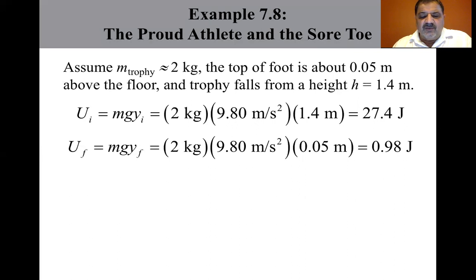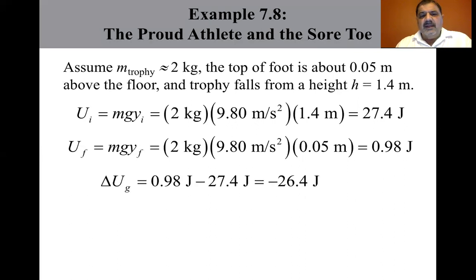Now evaluate the change in gravitational potential energy of the trophy-Earth system. So mgy final minus mgy initial is 0.98 joules minus 27.4 joules. You get minus 26.4 joules. We should probably just keep 2 digits because of the roughness of our estimates. Therefore, we estimate the change in gravitational potential energy is minus 26 joules.